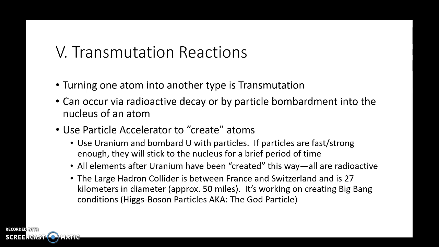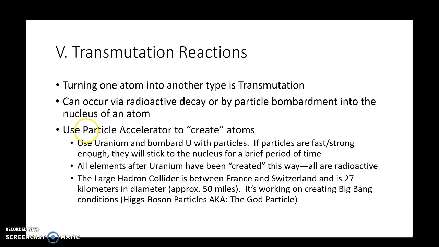We can do this a couple different ways. The radioactive decay, like we talked about. Or we can do what's called particle bombardment. It's a fun term, particle bombardment. What that is, you take other elements, and a lot of times they'll use helium. They speed it up really fast, and then they slam it into the nucleus of another atom, typically uranium, and then they try to create a new atom. They're not really creating anything because they're not making it. They're just turning it into something else.